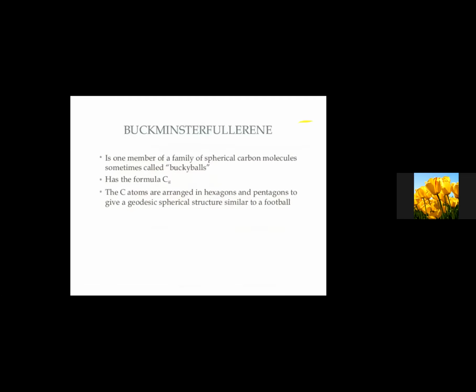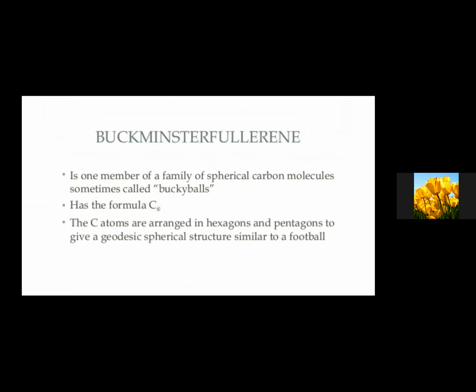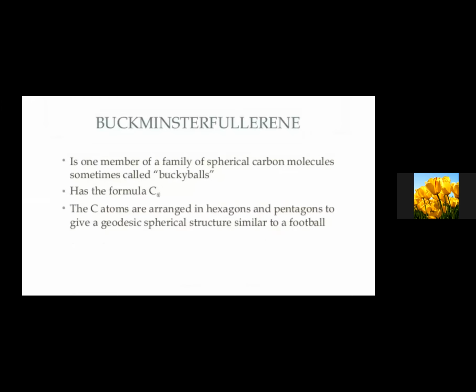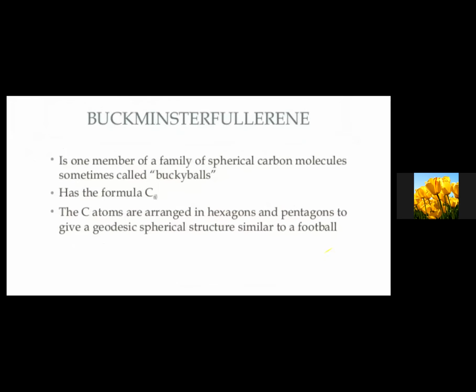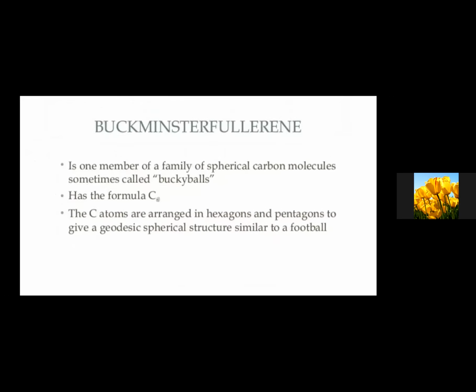One more allotrope of carbon is Buckminster fullerene. It's one member of a family of spherical carbon molecules. Sometimes it's called buckyballs. It has the formula C60. That is, 60 carbon atoms are joined together to form the Buckminster fullerene. The carbon atoms are arranged in hexagons and pentagons to give a geodesic spherical structure similar to a football.